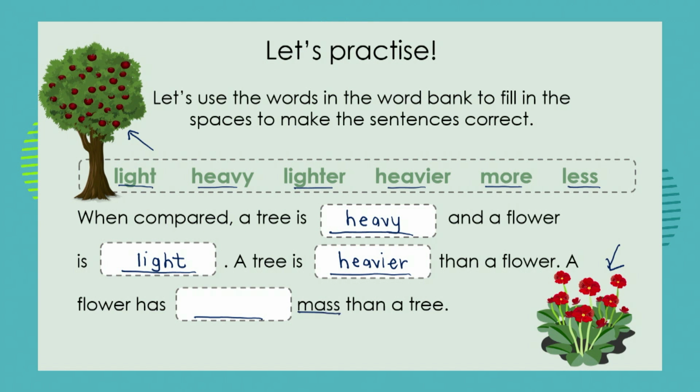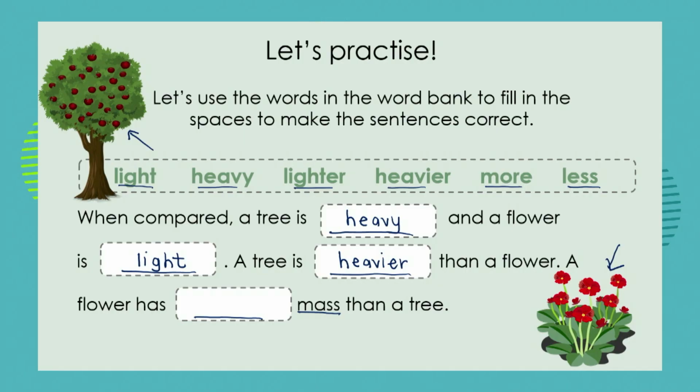So does a flower have more or less mass than a tree? Yes, well done, grade ones. It has less mass than a tree. And why is that, grade ones? Because the flower is smaller than the tree. So the smaller an object is, the less mass it has. The bigger an object is, the bigger the mass is.